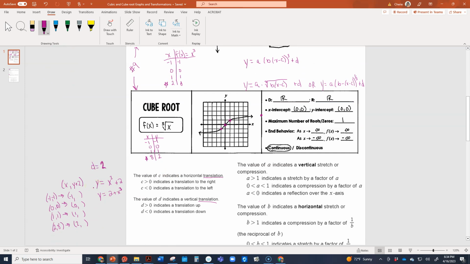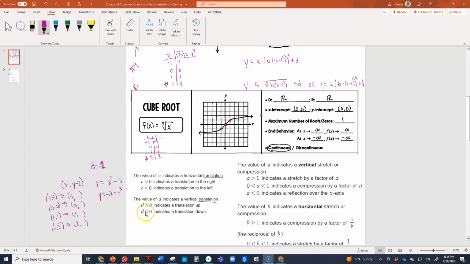So -1 plus 2. I believe that's a positive 1. 0 plus 2 is 2. 1 plus 2 is 3. And 8 plus 2 is 10.